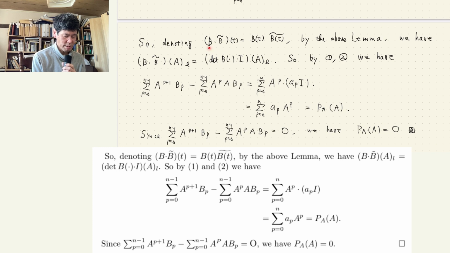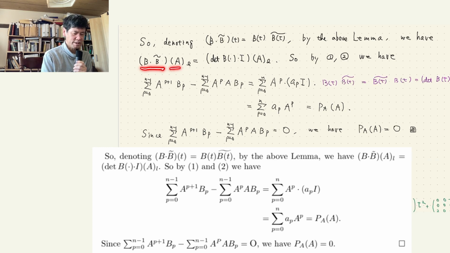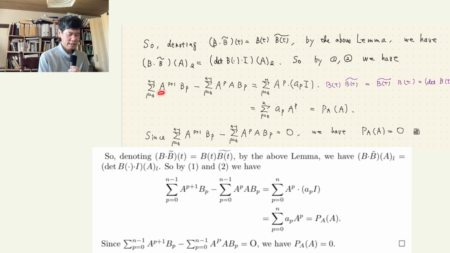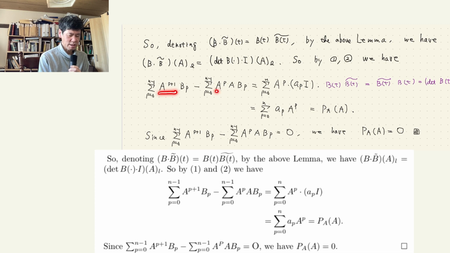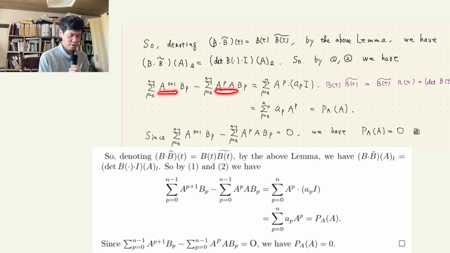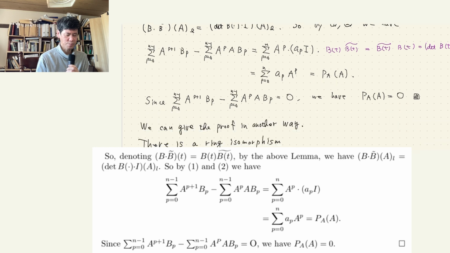So denoting B(t) times B tilde(t) by B(t) times B tilde of t, by the above lemma we have B times B tilde of A from the left is equal to determinant B of t times I of A, and this is equal to A to the p plus 1. So this is equal to the 0 matrix. So we have P_A of A is equal to the 0 matrix.